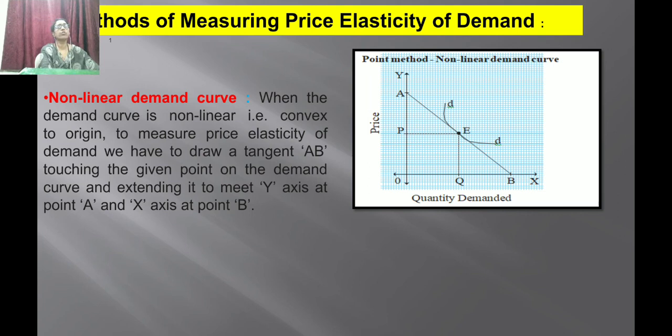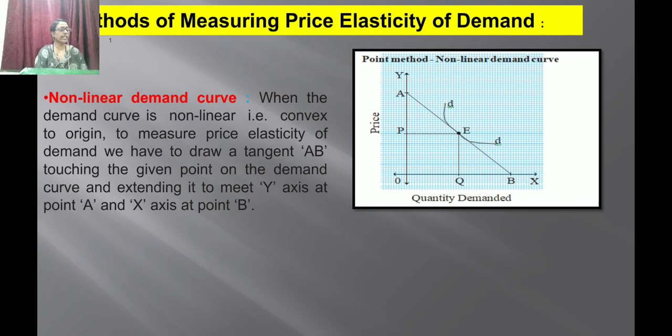Now, in this also, the same formula we are putting, that is the lower segment of the tangent below the given point upon the upper segment of the tangent below the given point. In this way, we explain that EB is equal to EA. E is the equilibrium. So EB is equal to EA.